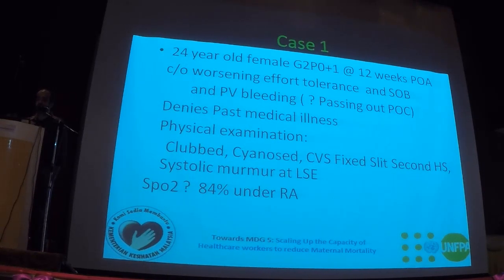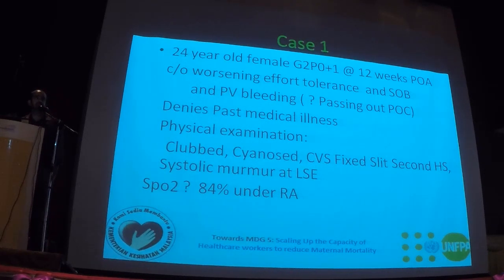A 24-year-old G2 P0+1, 12 weeks period of amenorrhea. She complained of worsening reduced effort tolerance and shortness of breath with PV bleeding, denies past medical illness, and very importantly on physical examination you find her to be clubbed and cyanosed. There is a fixed split of the second heart sound, and you get a systolic murmur at the lower sternal edge. The SpO2 is just about 84% under room air.